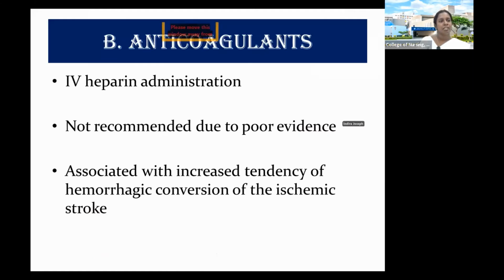The second medical management that I was talking about was anticoagulants. According to the new guidelines, it is not recommended due to poor evidence. As an emergency management, as soon as the patient comes, heparin is not advised, because once you give heparin, you cannot thrombolyze them again for the next 24 hours. So IV heparin administration can be kept after the RTPA is administered. It is associated with an increased tendency of hemorrhagic conversion of the ischemic stroke. What we are treating is an ischemic stroke, but if we administer heparin, there is a lot of evidence where it can get converted to a hemorrhagic stroke.